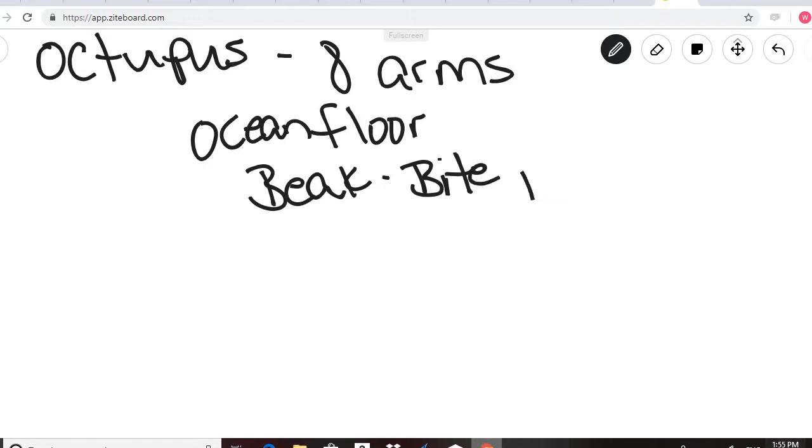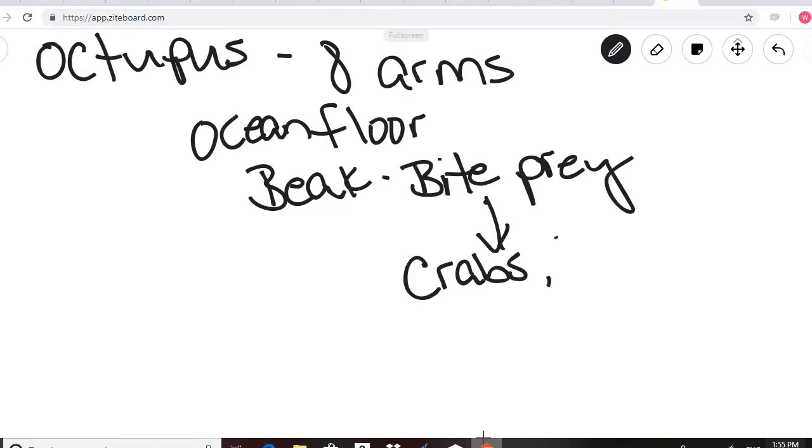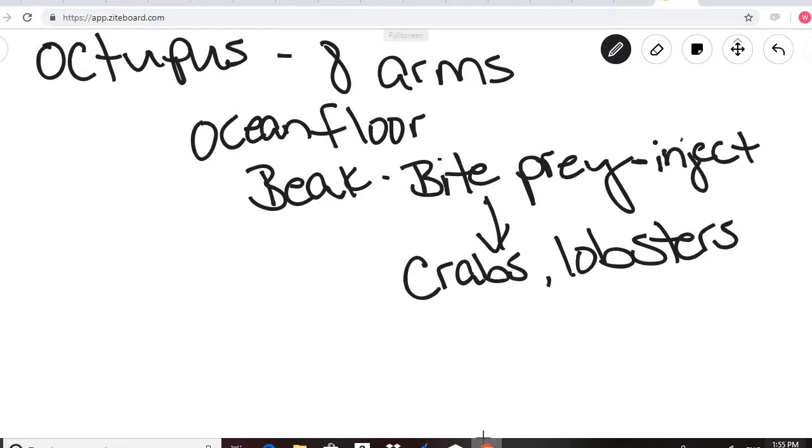And remember, they're carnivores, so they'll eat crabs, lobsters. They also can inject a poison. So when they bite the prey, they can also inject a poison into them. And so that's their means of getting food.